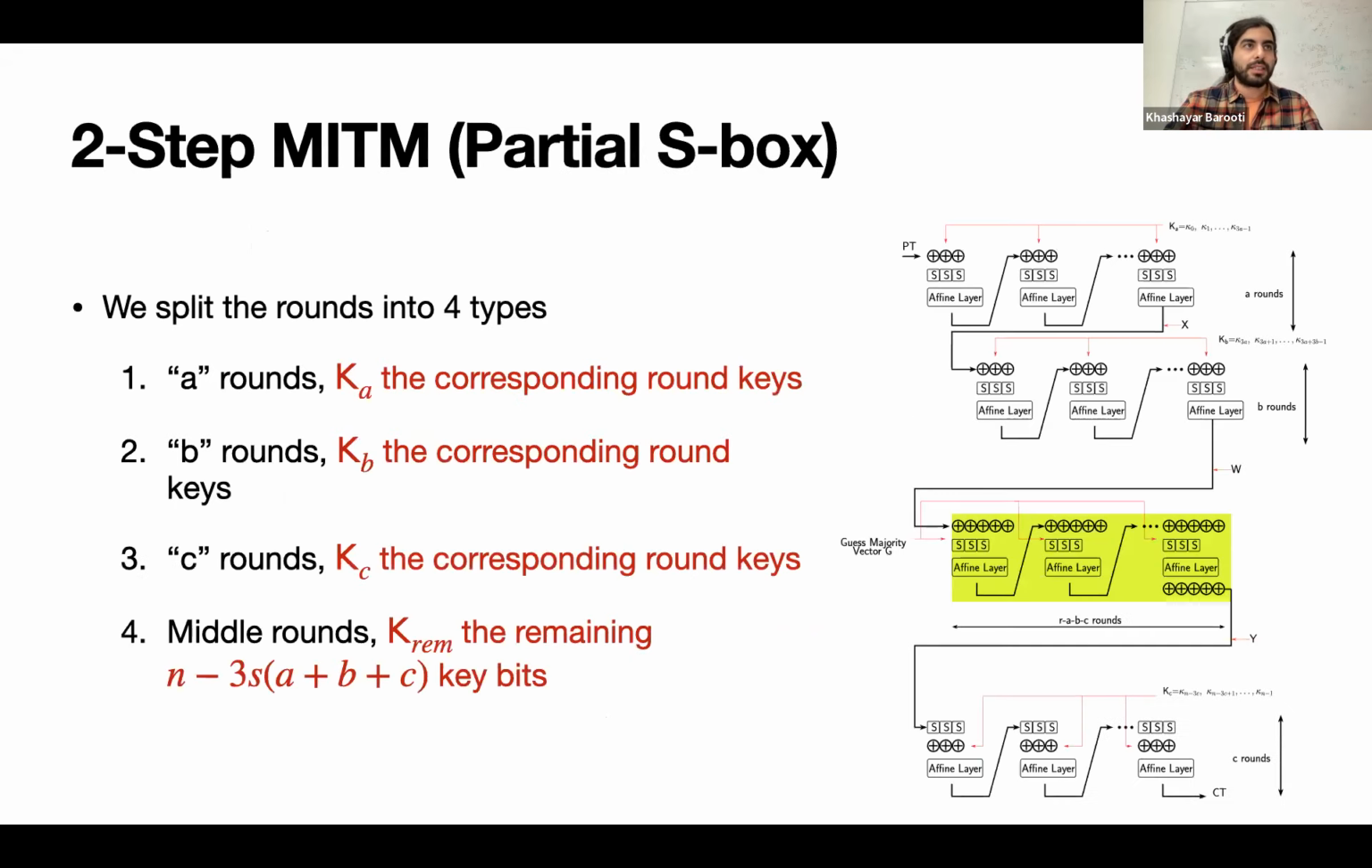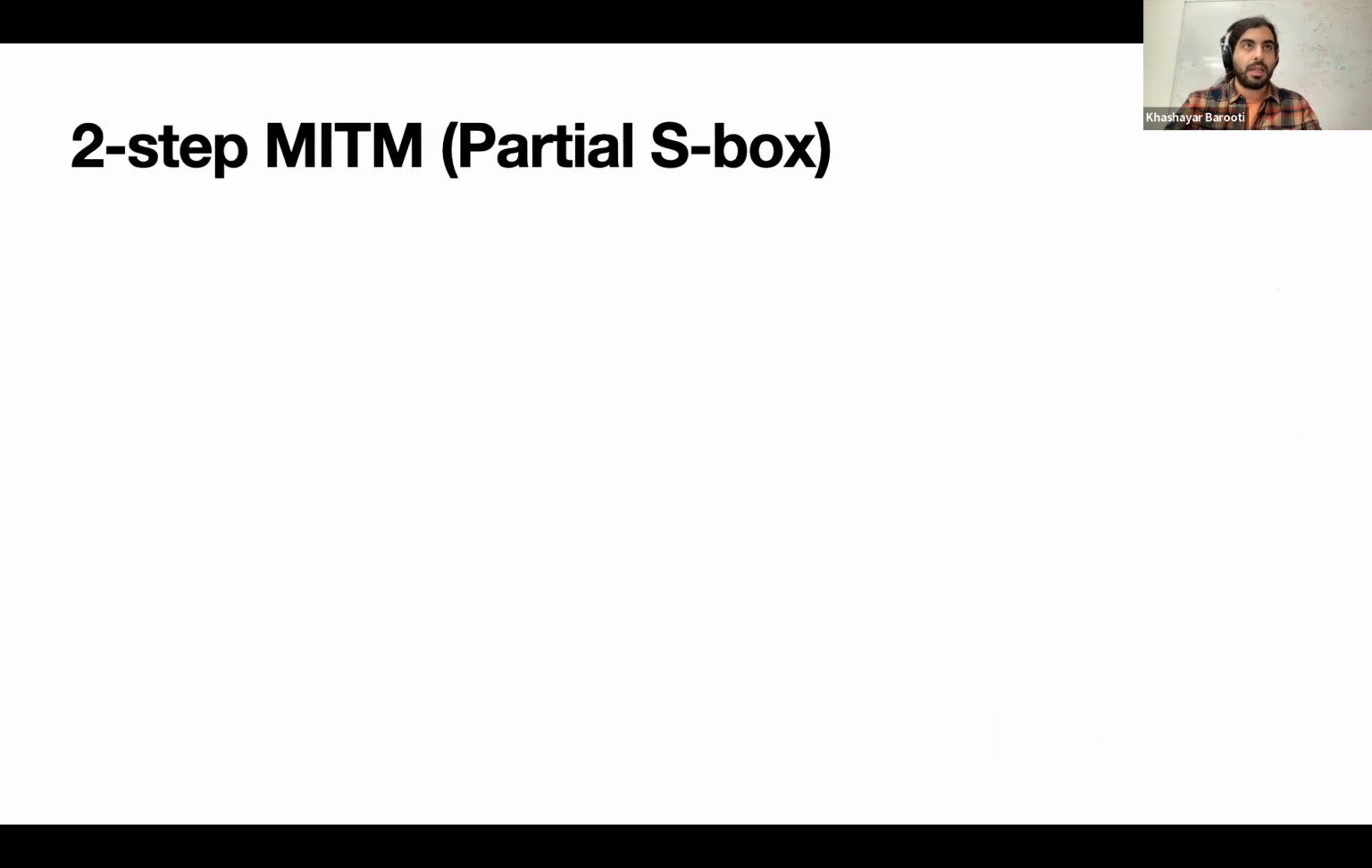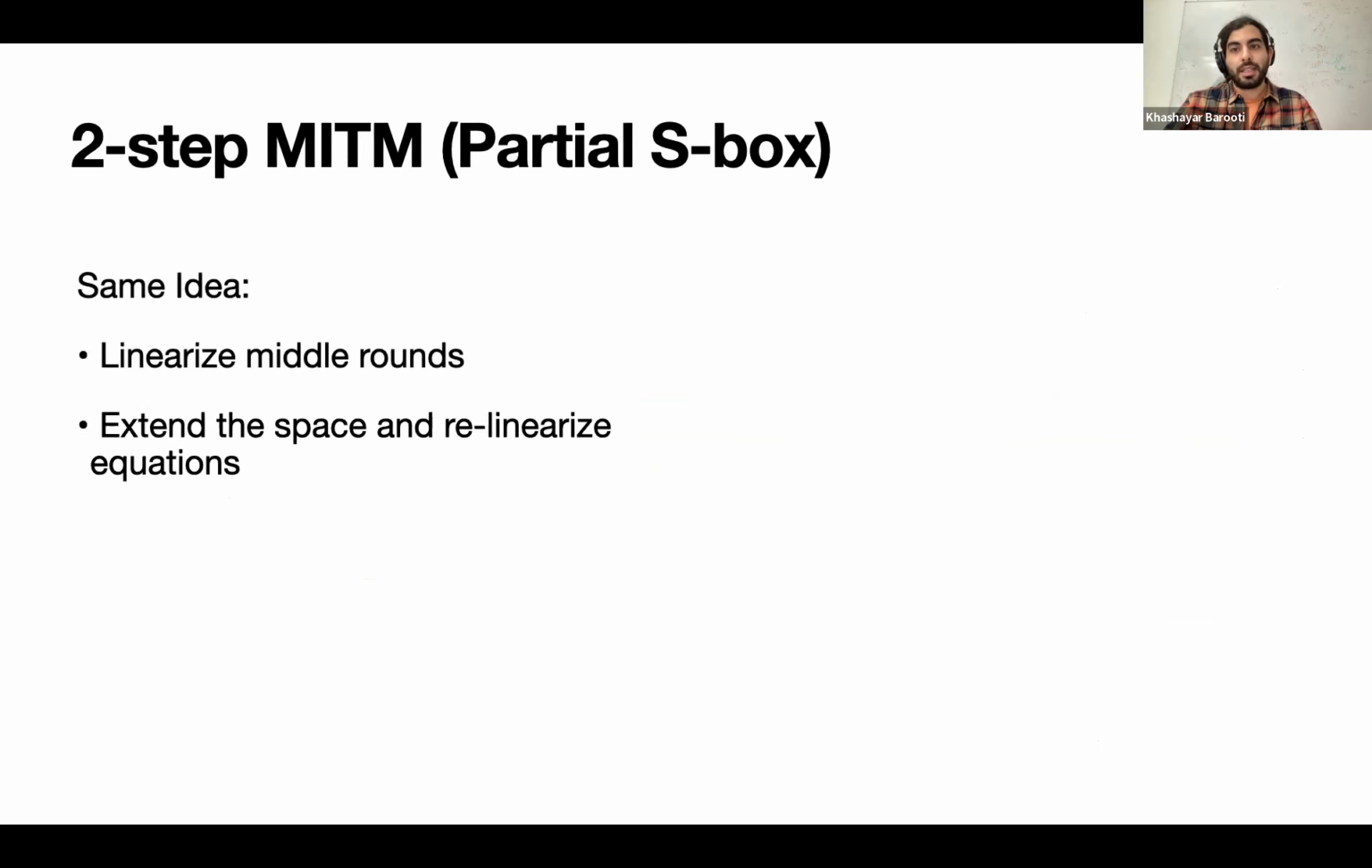And for the partial round, I can do something similar as well. Here it's more delicate and has many more details, but simply the idea is similar. I split my rounds into the first A rounds, then some rounds in the middle, which I call the middle rounds, and then the last C rounds. I linearize the middle rounds by guessing the majorities. Then I extend the space and relinearize every equation that I found based on the equations induced by my cipher. And then I will do 2 meet in the middle attacks. The first one is between Ka and Kc, so the first rounds and the last rounds.